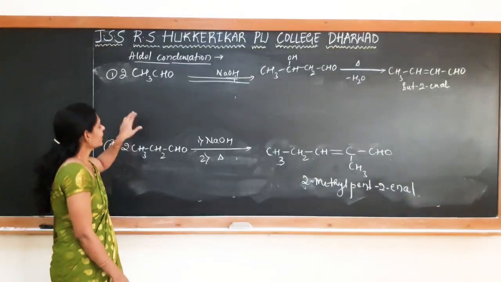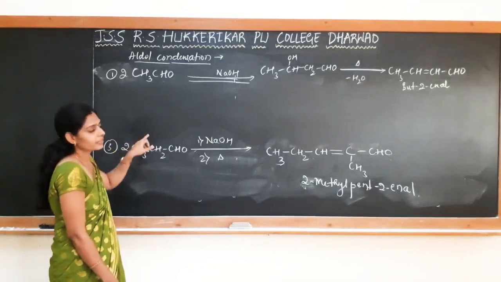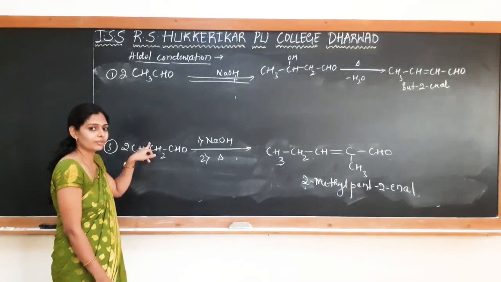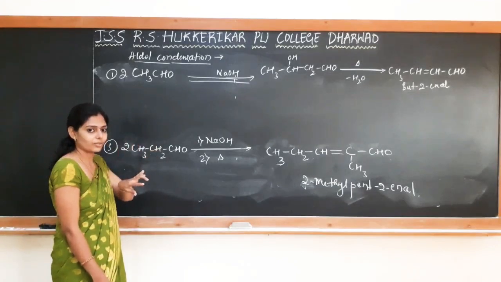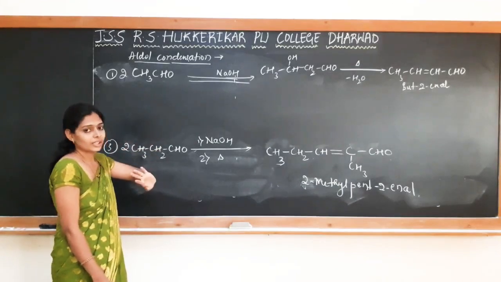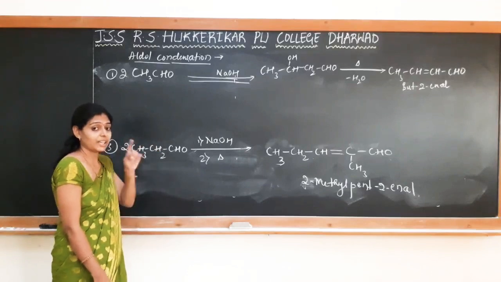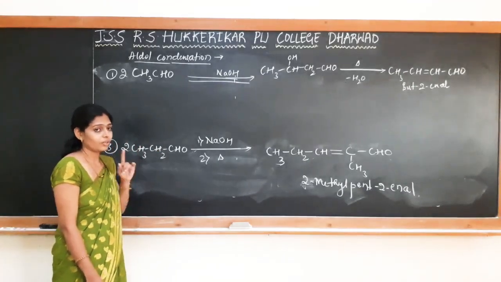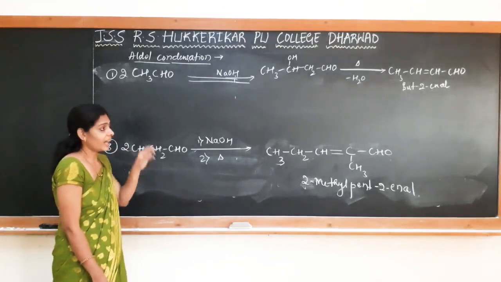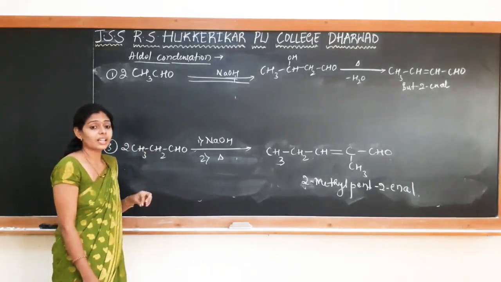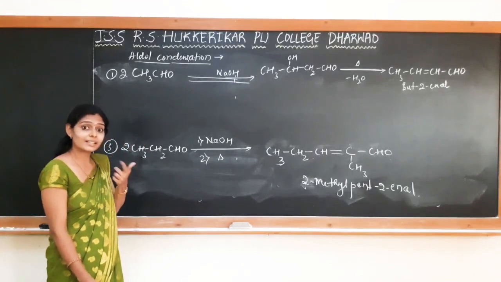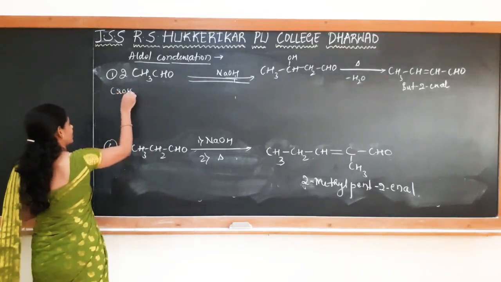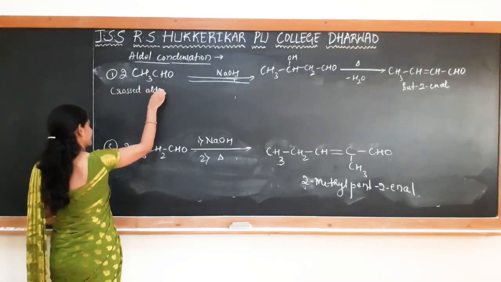If I consider 2 different molecules of aldehydes, or 2 different molecules of ketones, or 1 aldehyde and 1 ketone in presence of dilute alkali, how does the condensation take place? But the condition is that at least one should contain an alpha hydrogen atom. Then only the condensation takes place. And such type of condensation is called crossed aldol condensation or mixed aldol condensation.